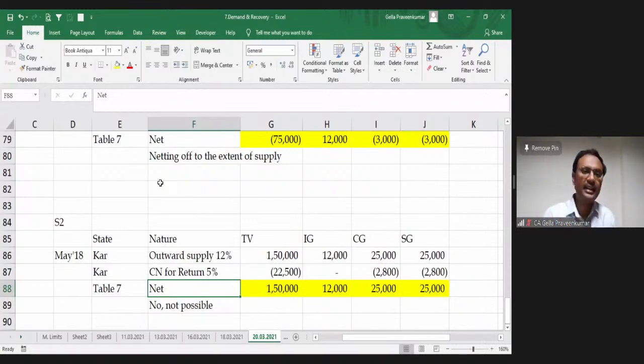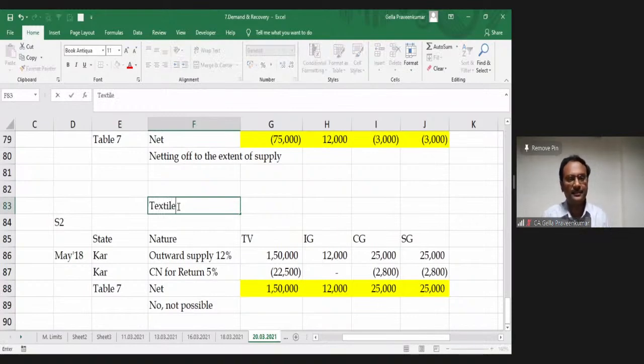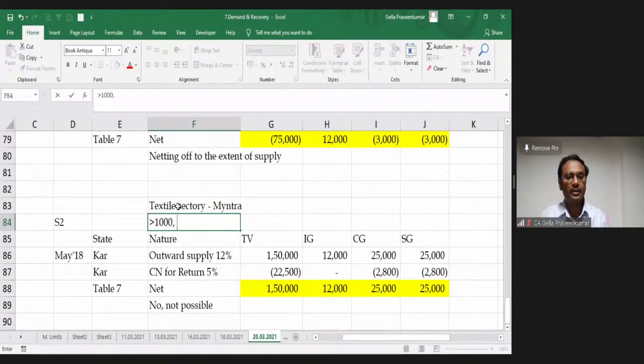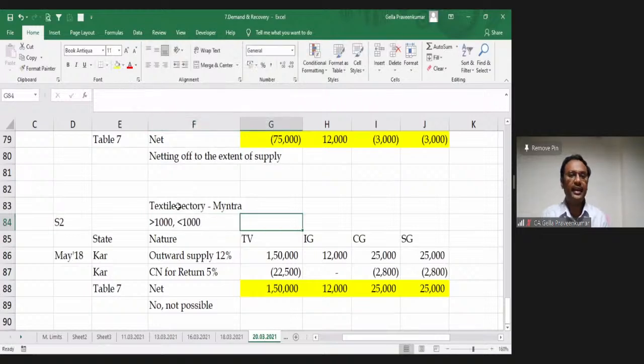Now, this particular thing you will come across in the textile sector. For example, Myntra, where any clothing has an MRP of less than 1,000 or more than 1,000. Where it is less than 1,000, 5% is the rate of tax. More than 1,000, 12% is the rate of tax.